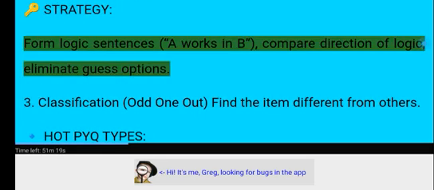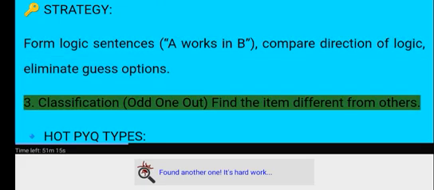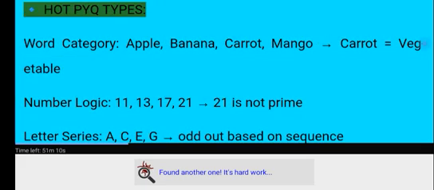Key strategy: form logic sentences, A works in B, compare the direction of logic, and eliminate guess options. 3. Classification, odd one out: find the item different from the others. Hot PYQ types.